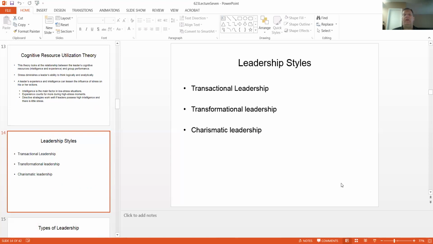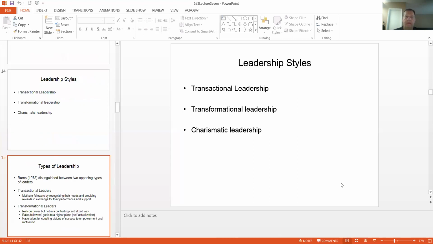So all these theories taken together, where has that left us with the current state of the leadership literature? Where those theories have left us is with a pretty neat and tight typology of 3 different main leadership styles, which I'm sure you've run into before. Transactional leadership, transformational leadership, and charismatic leadership.